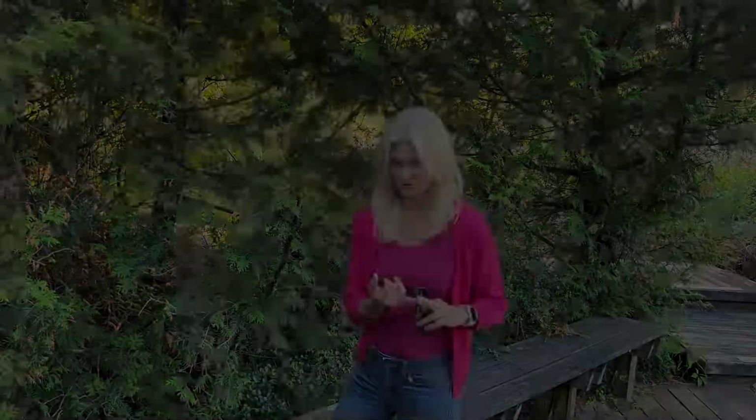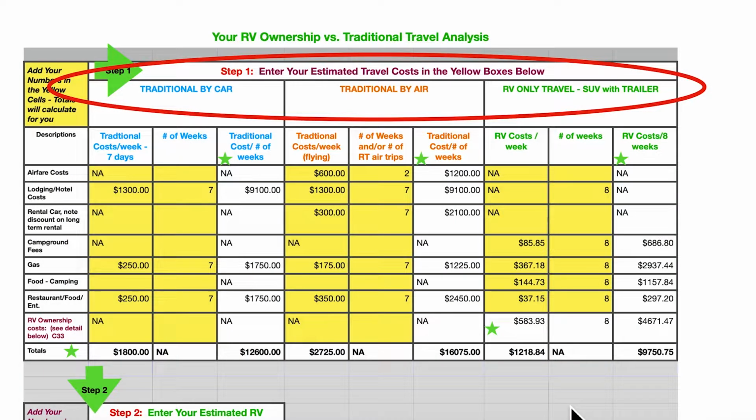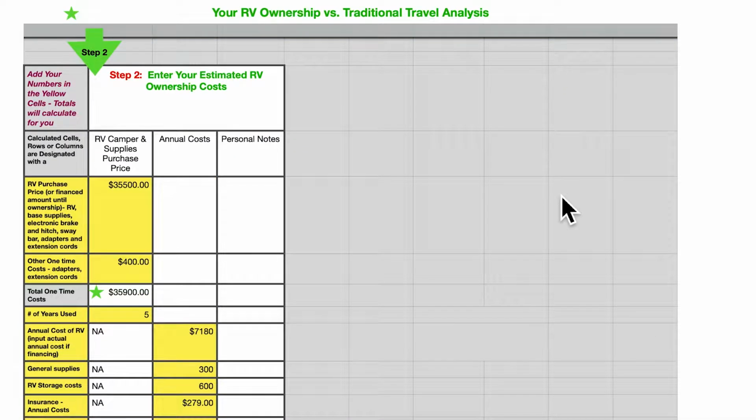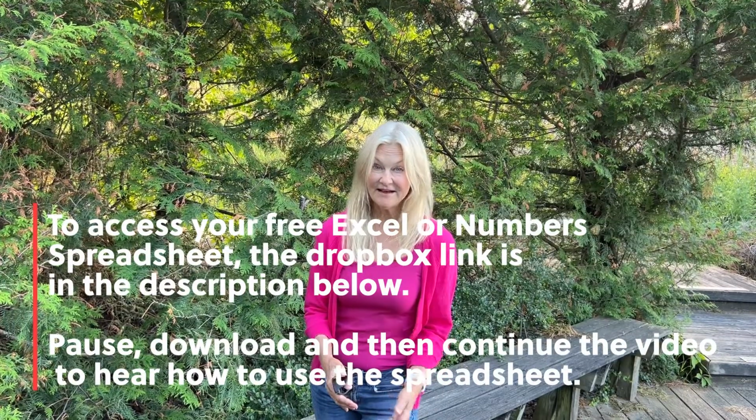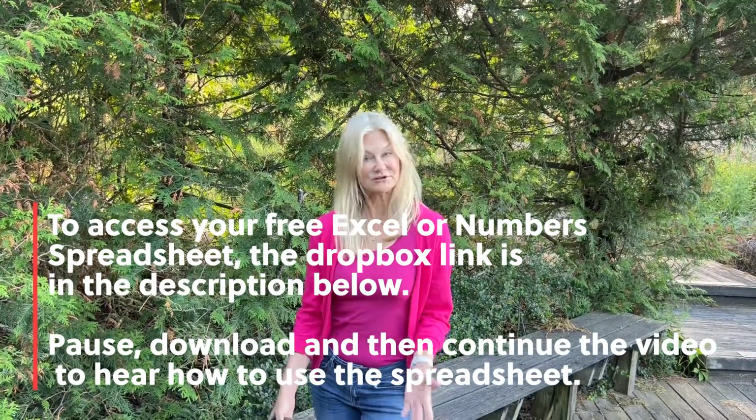And what it does is it compares the cost of traditional travel by air or traditional travel by car with that of RV travel. And so the spreadsheet includes three key things. One, it includes travel expenses, RV ownership expenses, and then it calculates a break-even point for you. That is the point in time where the amount that you spend on vacation equals what you spend on your RV. So the spreadsheet is in the link below, so you can download it and follow along as I walk through the spreadsheet, or download it afterwards. It's very simple and very straightforward.